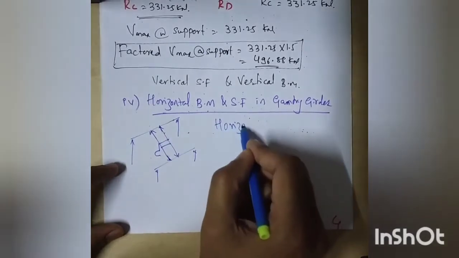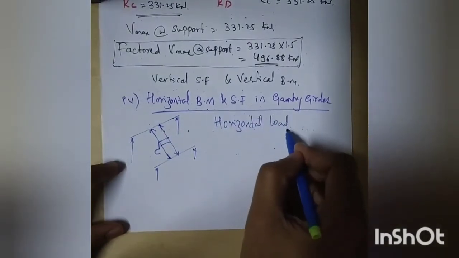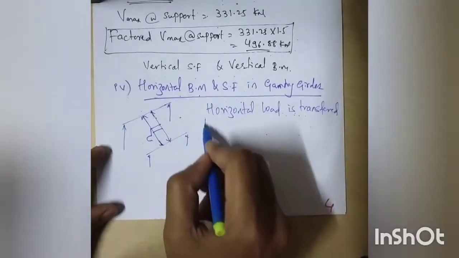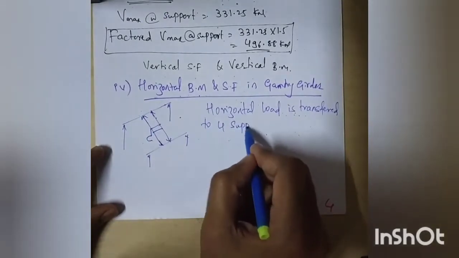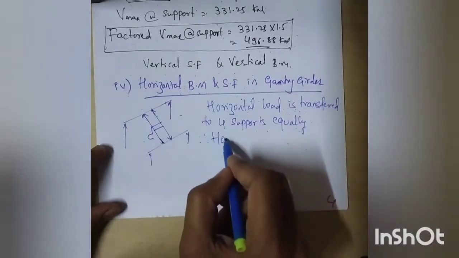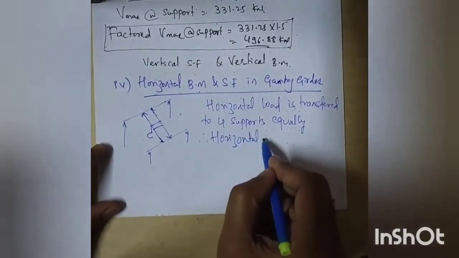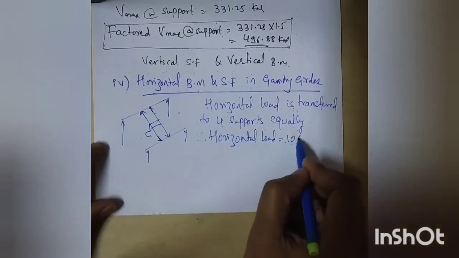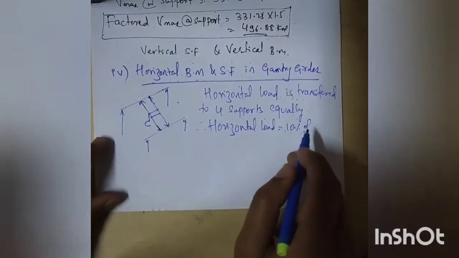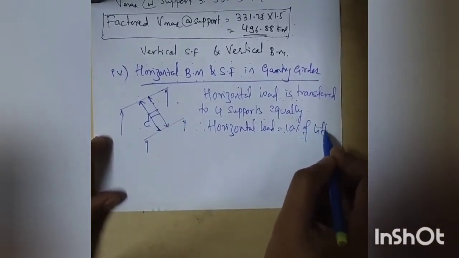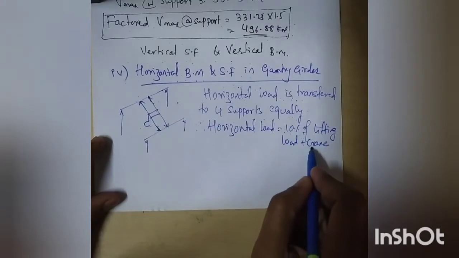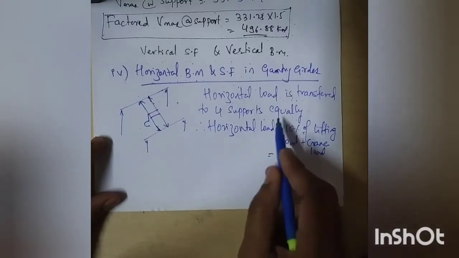Horizontal load is transferred to four supports equally. So therefore horizontal load will be 10% of the lifting load plus the crane load. So we have to take only the moving load.